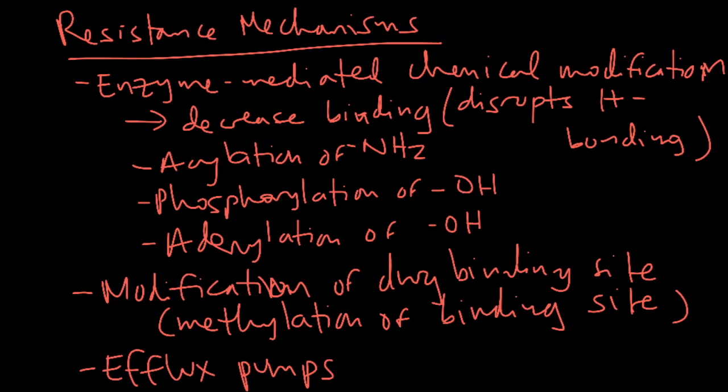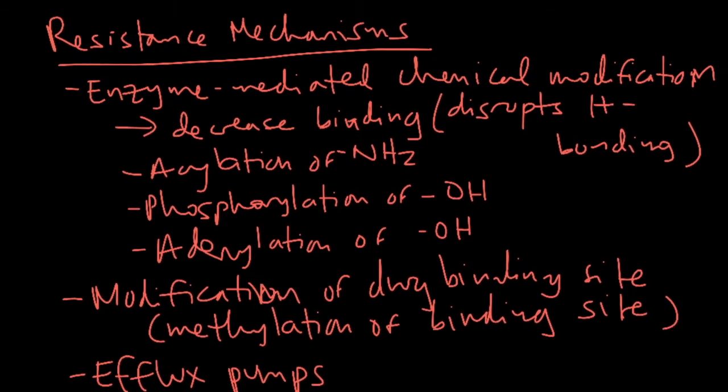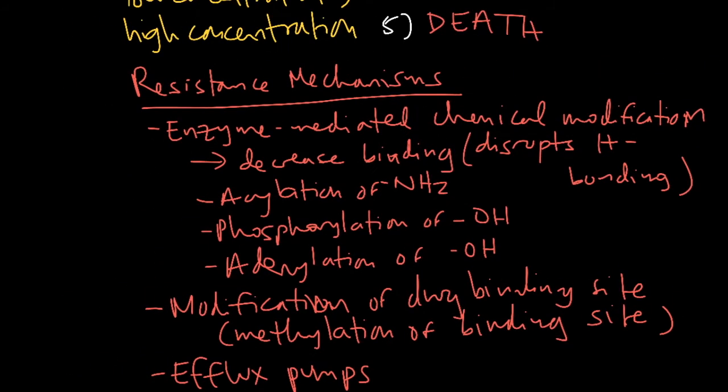Okay, so there's three different resistance mechanisms that bacteria have developed against aminoglycosides. There's enzyme-mediated chemical modification, there's modification of the drug binding site, and there's efflux pumps. So I'll go through each one. First, enzyme-mediated chemical modification. If you modify the drug, if you add different groups to the drug, you decrease the binding, because this disrupts the hydrogen bonding that the drug makes with the different amino acids in the ribosome.